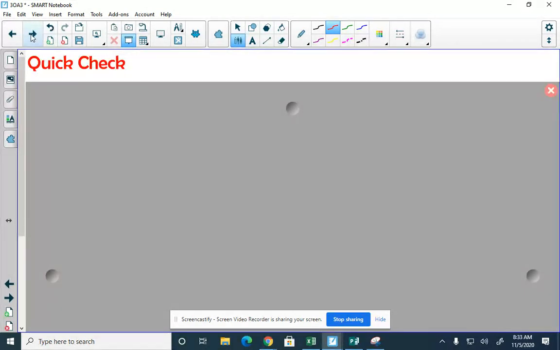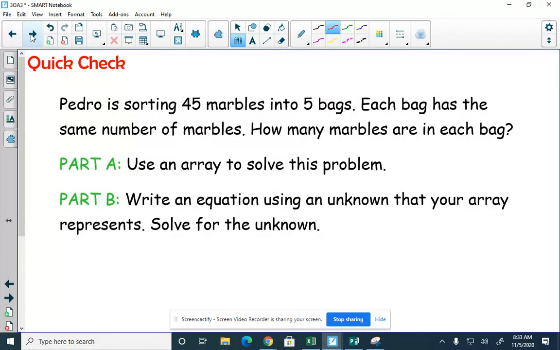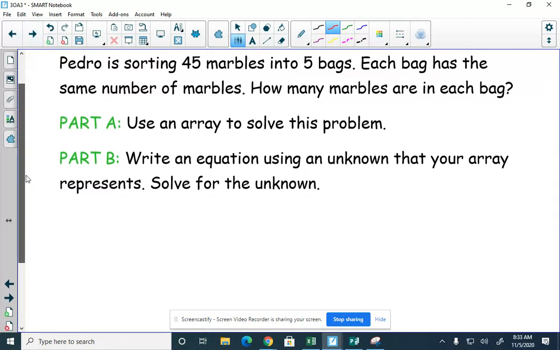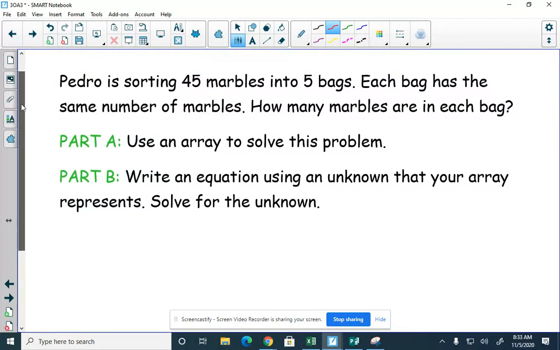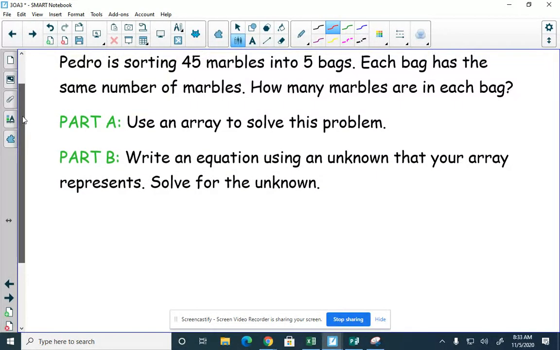Here's the quick check. If you will pause the video and solve this one, pay attention to the parts. And then come check back with me. So part A says use an array to solve this problem. Pedro is sorting 45 marbles into 5 bags. You could do groups, but it's specifically asking you to do it in an array.